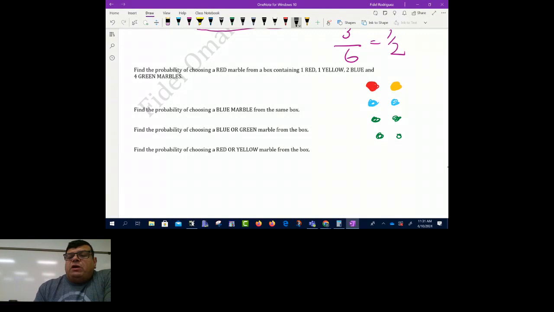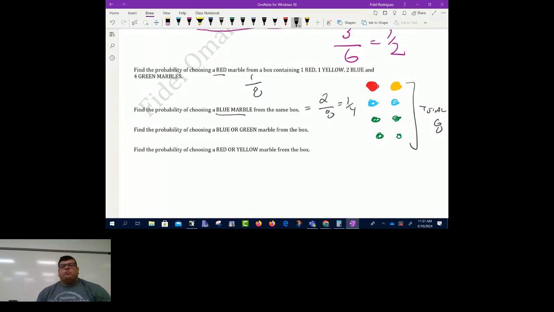So y'all, first thing I want to do, my total. We have a total of what? 8 marbles? 1, 2, 3, 4, 5, 6, 7, 8. Okay, 8 marbles. Y'all, how many of them are red? 1 out of the 8. Okay. Now, find the probability of choosing a blue marble from the same box. Okay, out of the 8, how many of them are blue? 2 of them are blue. We can reduce that to 1/4.